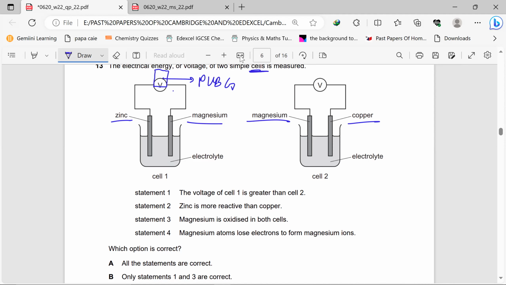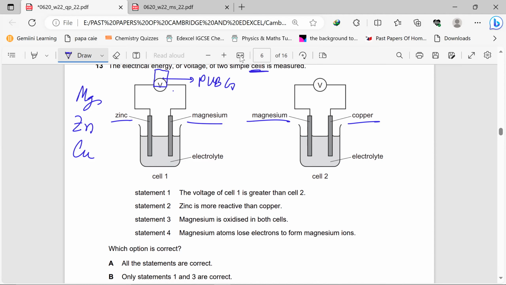So voltage of cell 1 is greater. We need to understand one thing: zinc, magnesium, and copper. We know magnesium is higher in the reactivity series than zinc. Then we have copper. So if you put zinc and magnesium together, then basically the voltage difference is the difference in reactivity between magnesium and zinc. And we see magnesium and copper, since the difference is very high, voltage difference will be very, very high.